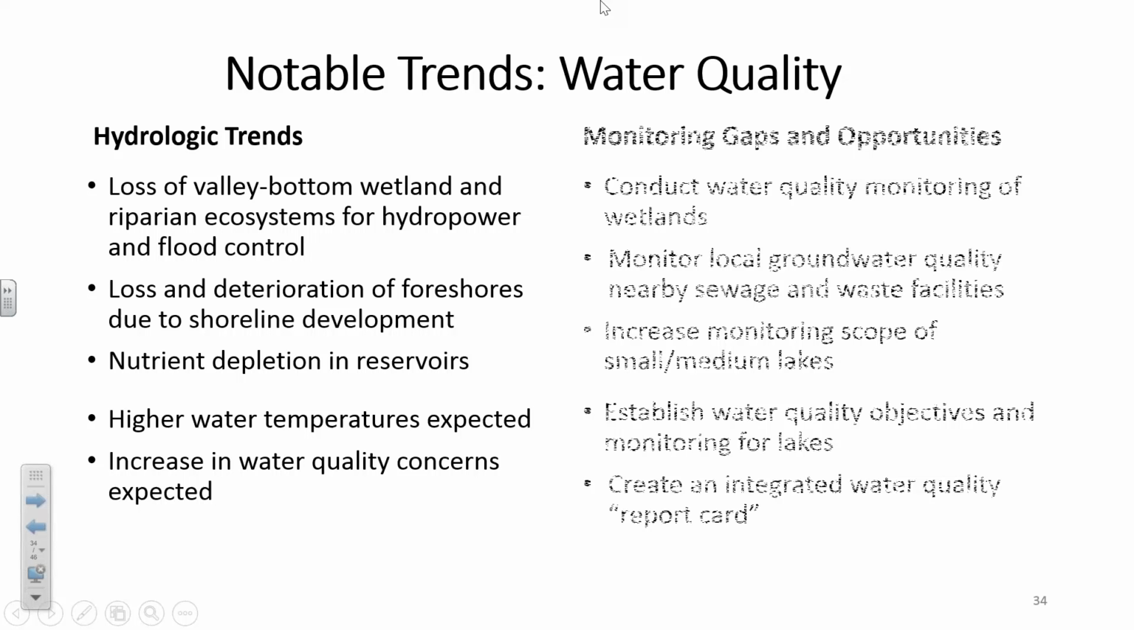So, some trends in water quality. Well, we know that there's been the loss of the valley bottom wetlands and riparian ecosystems for hydropower and flood control, especially around the Columbia River Treaty dams. We have an ongoing loss and deterioration of foreshores due to shoreline development in some of our more popular lakes, and there's been issues in Lake Windermere that are ongoing and being addressed, and there's been issues on Kootenay Lake and other areas. So that's an area of pressure, and nutrient depletion in reservoirs associated with the dams.